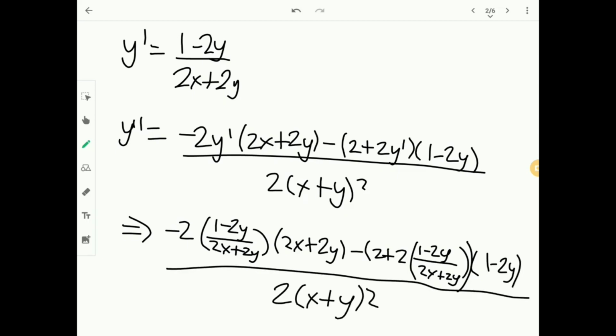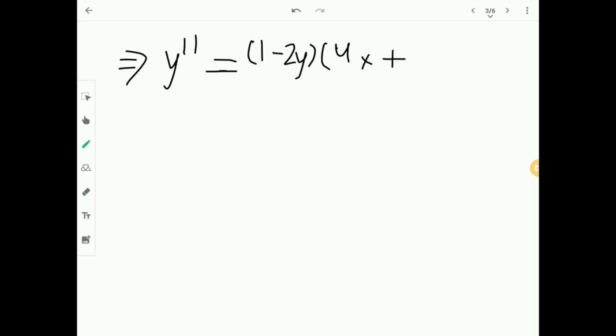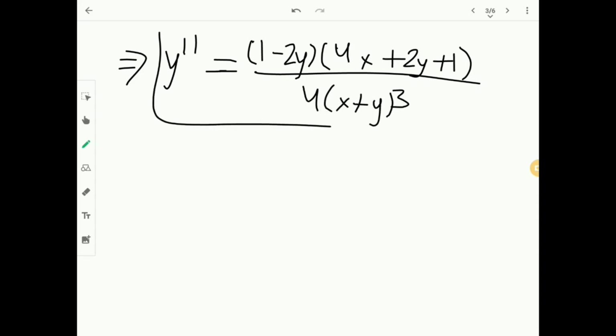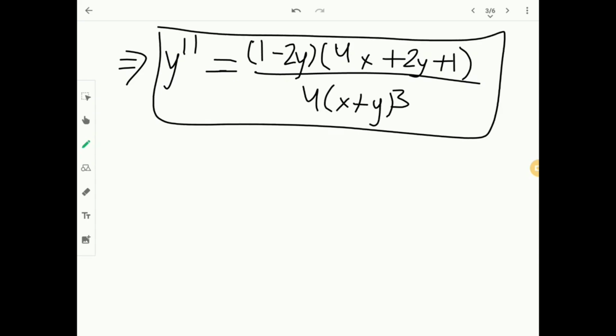Now you have to go through the hassle of a common denominator, simplifying. I'm not going to go into all that. It's simple algebra, and the final answer of y double prime that you should get is, now don't worry if you get a very long answer and it's nothing similar to this. You may have just gotten the expanded form. I've simplified it: 4x plus 2y plus 1, all of that over 4x plus y cubed. So this is the way how you solve it.